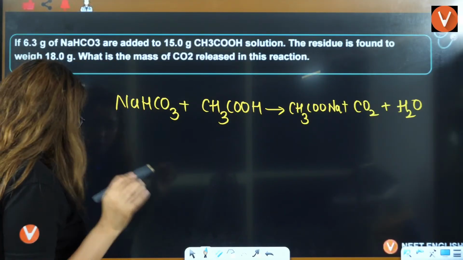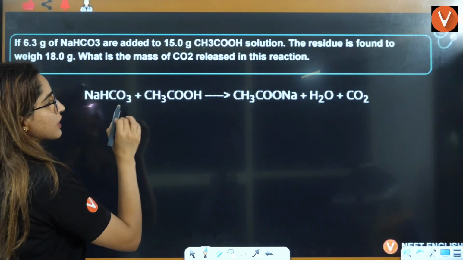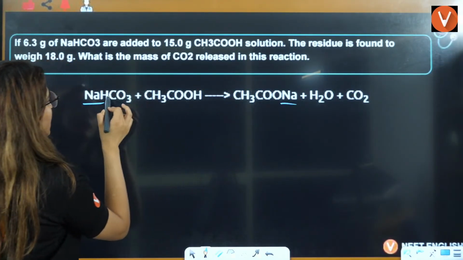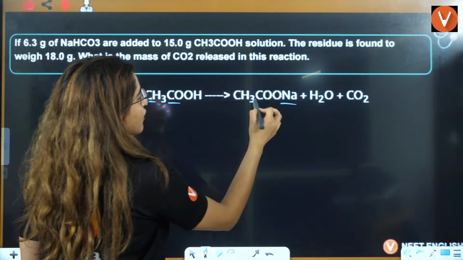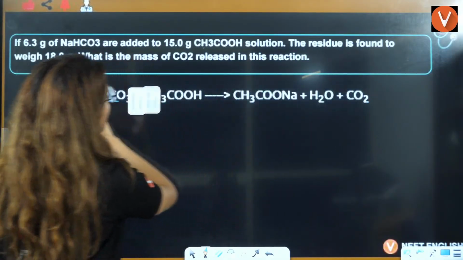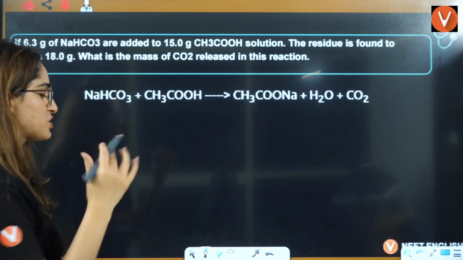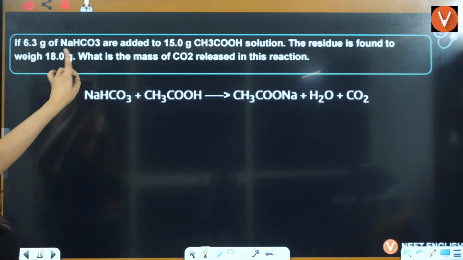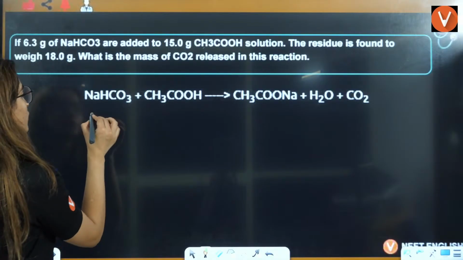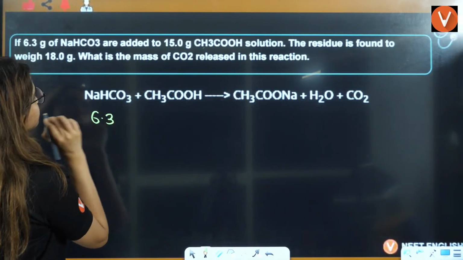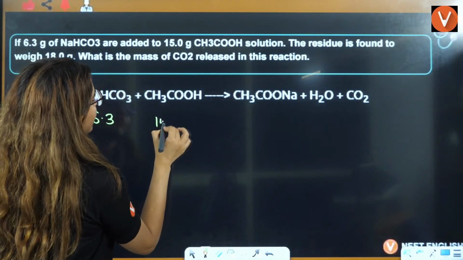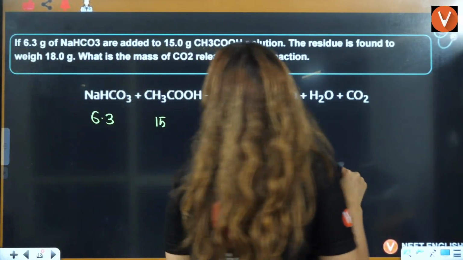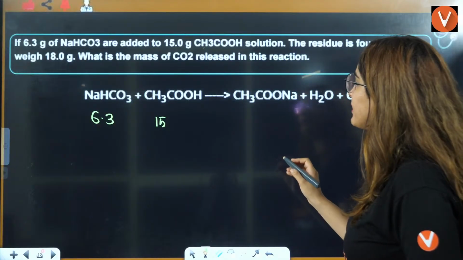So after balancing this reaction, I think it is already balanced. 1 Na, 1 Na, C, C, C, 1, 2, 3. It is already balanced. Now, 6.3 gram of NaHCO3 are added to 15 gram of CH3COOH. The residue is found to have 18 gram.